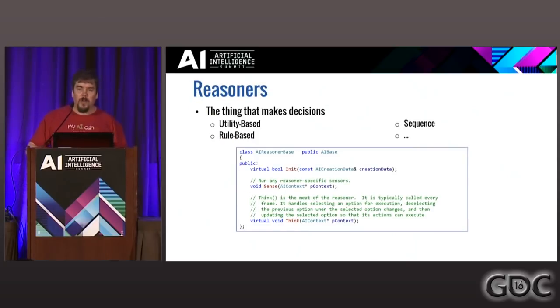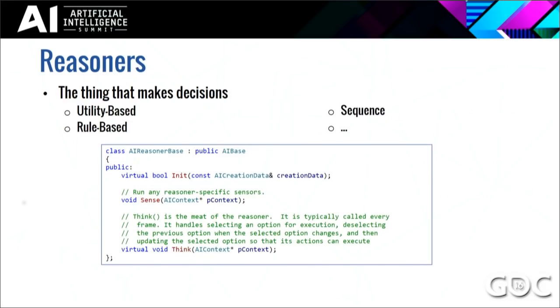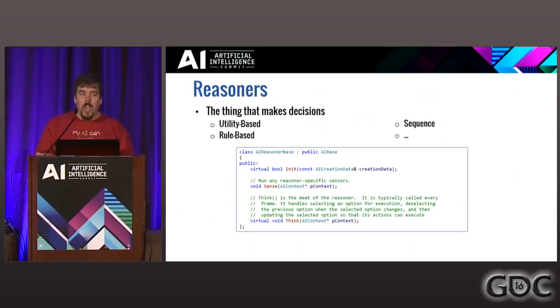So, running through a few common conceptual abstractions. The first one to talk about is the reasoner. The reasoner is the big thing that makes decisions. So it could be any decision-making architecture that you want. It could be utility-based, it could be rule-based, it could be a finite state machine. It could just be a sequence of actions that are always run in the same order, no matter what, where no considerations are used, if you want some scripted behavior or something like that.